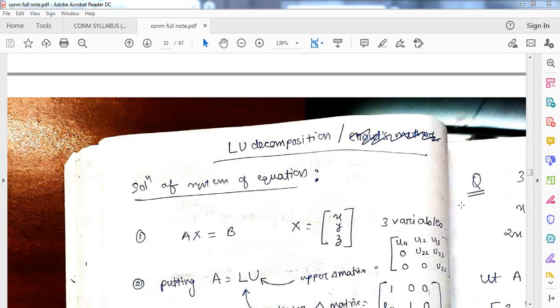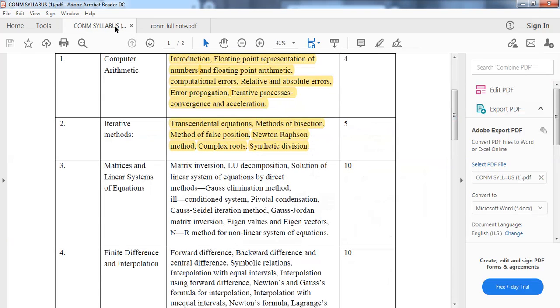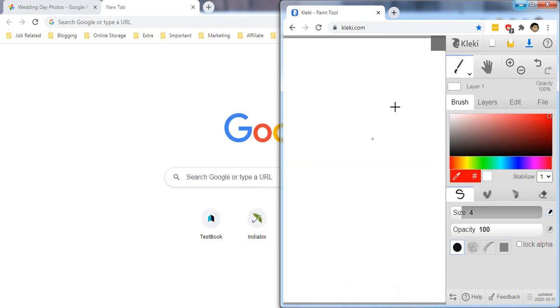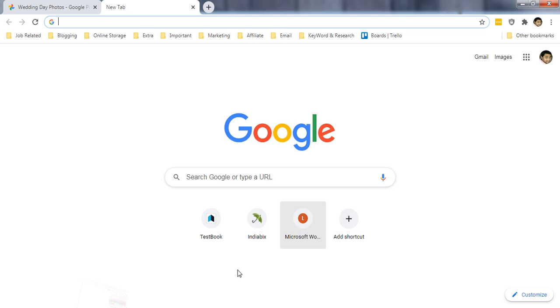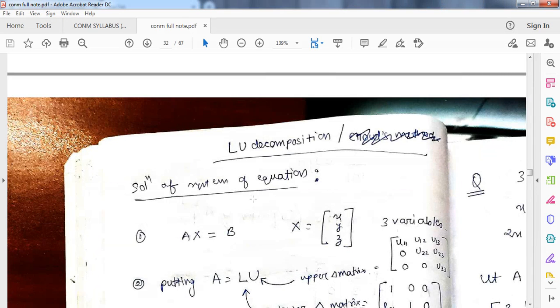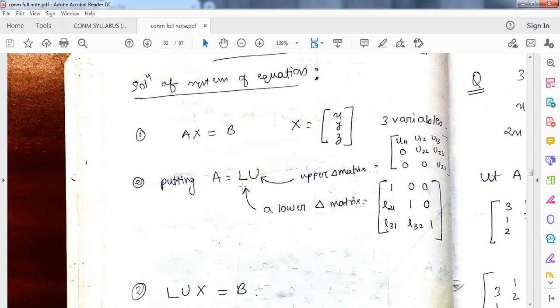Hello everyone. We are going to see the next topic, which is LU decomposition. So what is LU decomposition? LU decomposition is a way of finding out the values of equations. I mean, you have simultaneous equations.